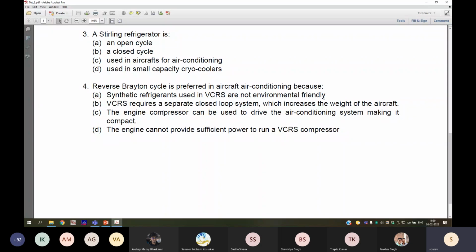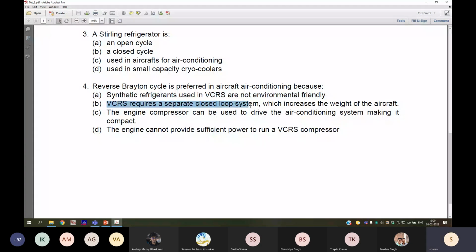Reverse Brayton cycle is preferred in aircraft air conditioning because synthetic refrigerants used in VCRS are not environment friendly. Definitely that was not the concern when people started building the air conditioning unit for aircrafts. VCRS requires a separate closed loop system which increases the weight of the aircraft. The engine compressor can be used to drive the air conditioning system, making it more compact. The engine cannot provide sufficient power to run a VCRS compressor. So A and D. Do you think that the engine is not powerful enough to run a VCRS compressor? Definitely not. So A and D are incorrect.